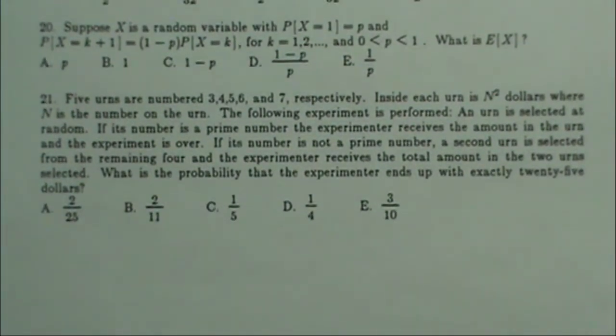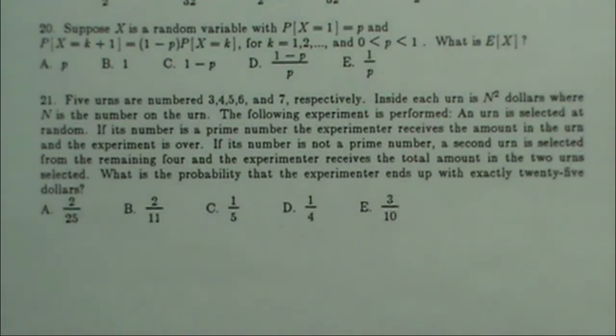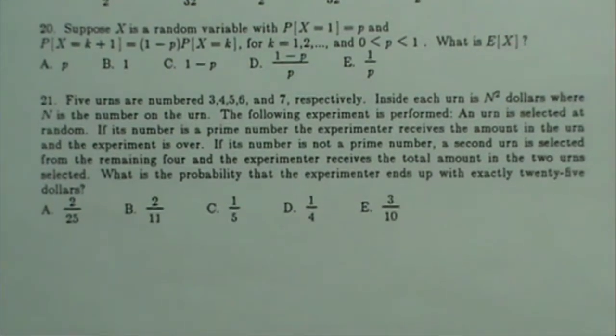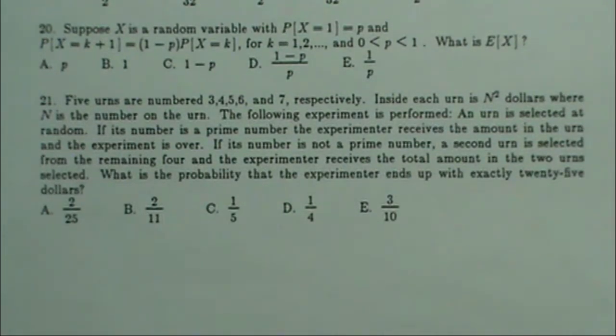Number 21. 5 urns are numbered 3, 4, 5, 6, and 7 respectively. Inside each urn is n squared dollars, where n is the number on the urn. The following experiment is performed. An urn is selected at random. If its number is a prime number, the experimenter receives the amount in the urn, and the experiment is over. If it is a number that is not a prime number, a second urn is selected from the remaining 4, and the experimenter receives the total amount in the 2 urns selected. What is the probability that the experimenter ends up with exactly $25?